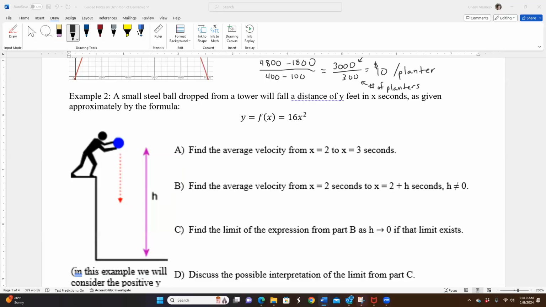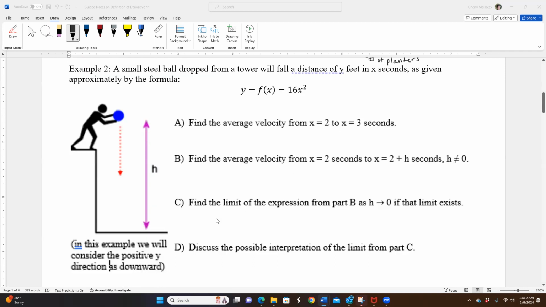Example 2 states that a small steel ball dropped from a tower will fall a distance of y feet in x seconds, as given approximately by the formula y equals f of x equals 16x squared. Now, for the purposes of this problem, we are going to consider that y is positive, even though it's falling downward. If we want to find the average velocity, that's the same thing as average rate of change. So, average velocity is the same as average rate of change.